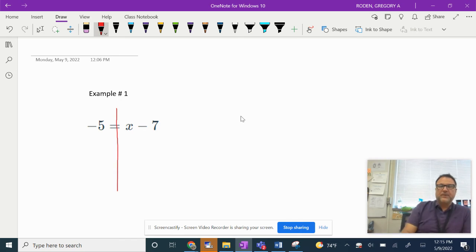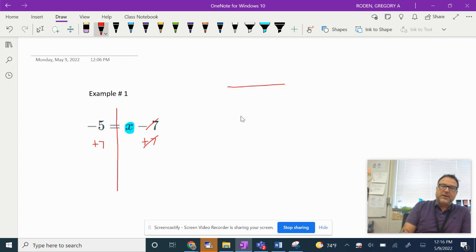So what I'm going to do is I'm going to say, okay, well, what's the variable I want to get by itself? The variable is x. What's connected to x? Well, -7 is connected to x. And what's the opposite of subtracting 7? Well, yeah, so I'm going to add 7 to both sides. So when you take -7 and you add 7, you cancel. Make sure you're writing this out for your notes.